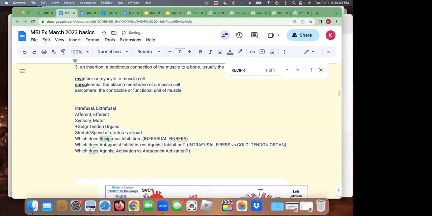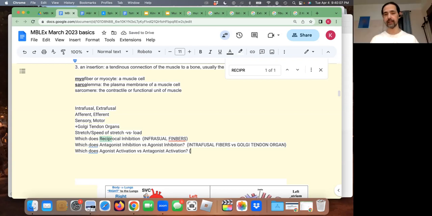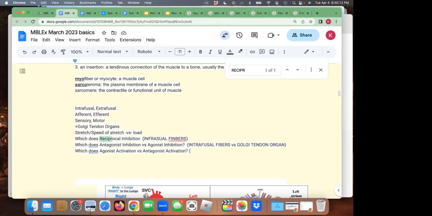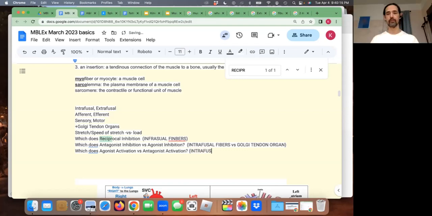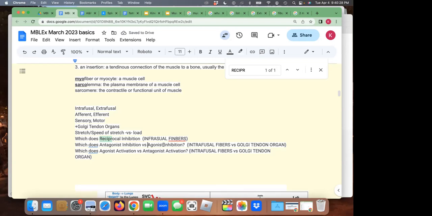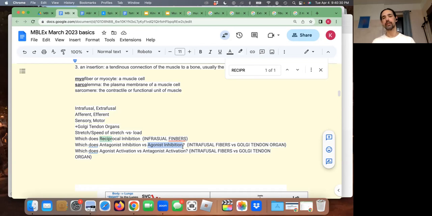Which does agonist activation versus antagonist activation? Agonist activation would be intrafusal fibers versus antagonist activation, which would be the Golgi tendon organ. When you have agonist inhibition, that's the Golgi tendon organ. You pick up something very heavy, the load is too heavy, the Golgi tendon organ says, let the agonist go, let the weight go, inhibit the agonist.